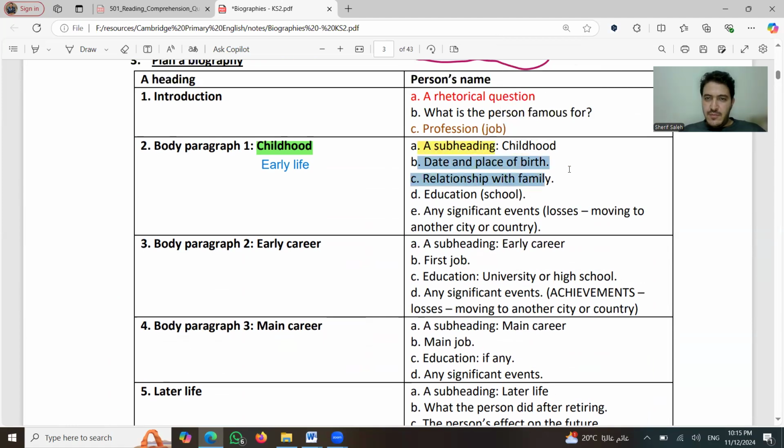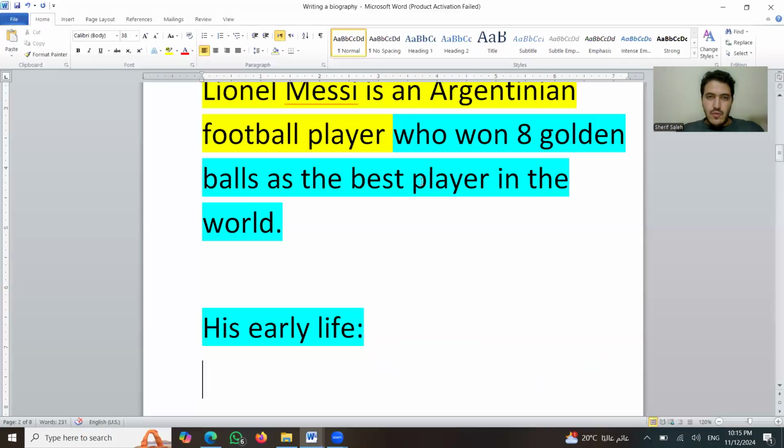Then we need the date and place of birth, relationship with family, and education. So we can think about it in this way. So let's start first with the place and date of birth.